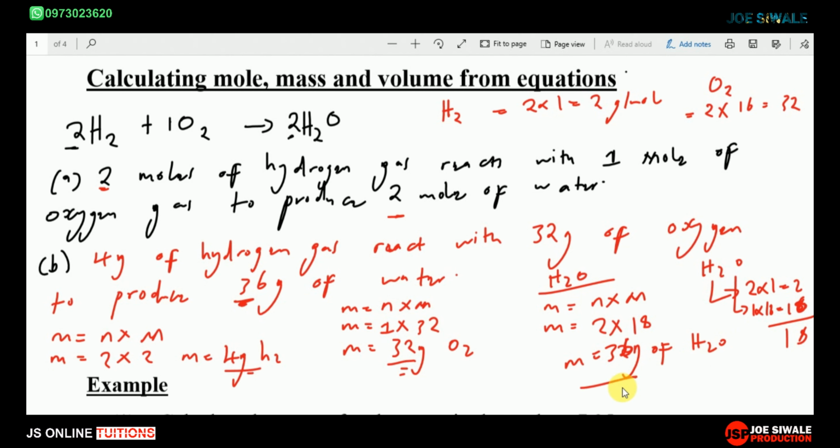So that's where the 4 grams, the 32 grams, and 36 come from. So 4 grams of hydrogen gas reacts with 32 grams of oxygen to produce 36 grams of water. Let us now look at our examples.